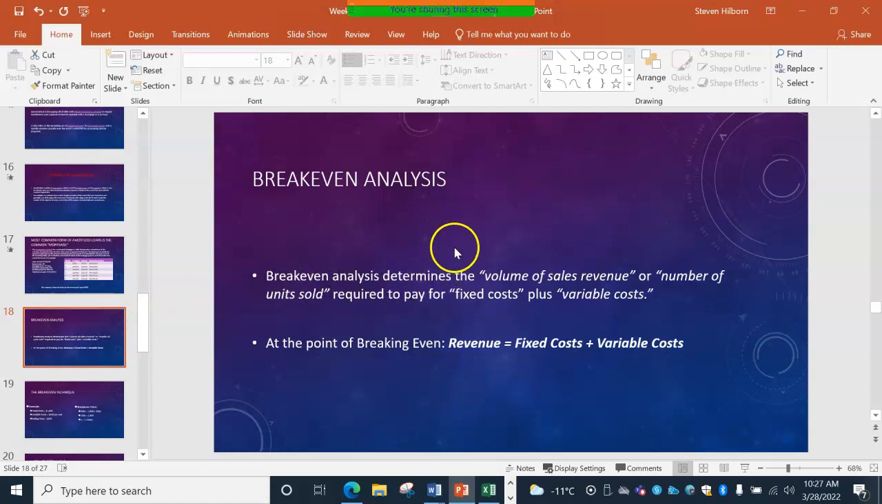The next one is break-even analysis, which is much more relevant to the world and what we are going to be doing. It basically determines the volume of sales revenue or number of units sold required to pay fixed costs plus your variable costs. So it's break-even. If I am the Toronto Raptors, how many seats do I need to sell to be able to pay for all the staffing and the heat and the hydro and the equipment and all of the stuff at the, it's not the Air Canada Center anymore, the Scotiabank Center, right?